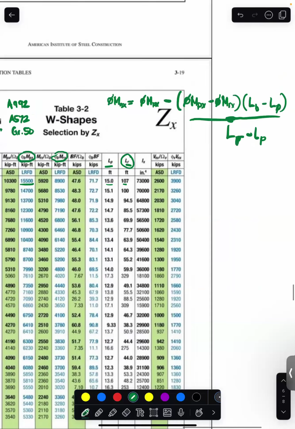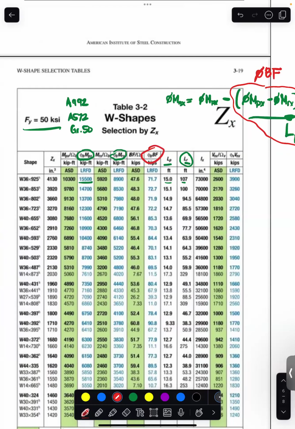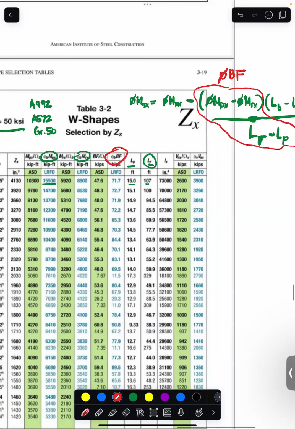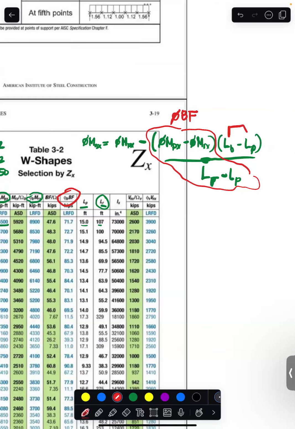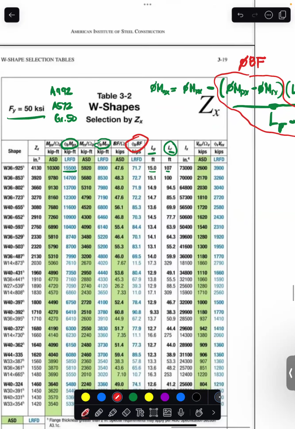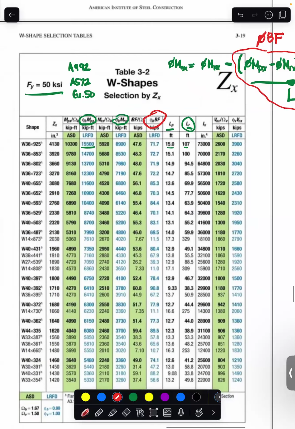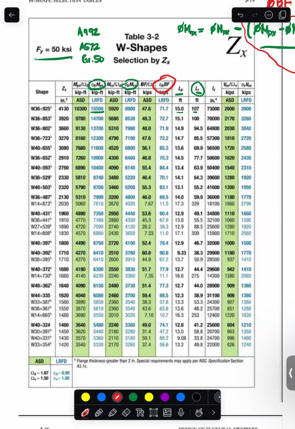Tapos, meron pang additional shortcut na ino-offer. Itong part na to is already termed as phi BF, itong part na to. So all you have to do is to get yung difference ng L sub B sa L sub P, then meron kang phi BF right there. Then yun yung ima-minus mo kay M sub PX para makuha yung capacity ng beam when expecting mo na inelastic lateral torsional buckling.